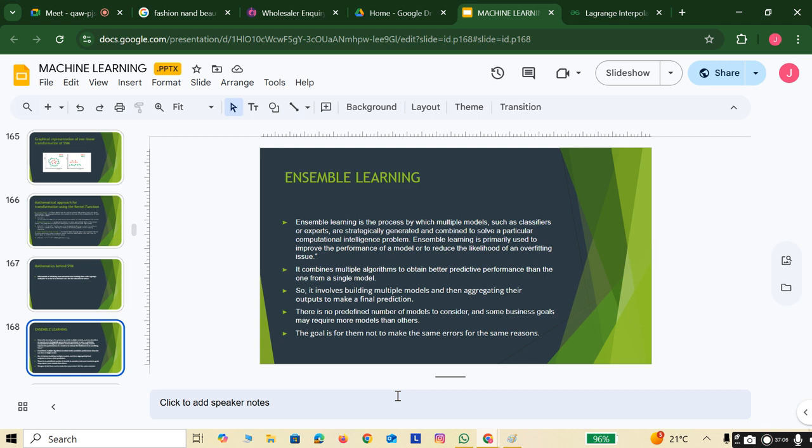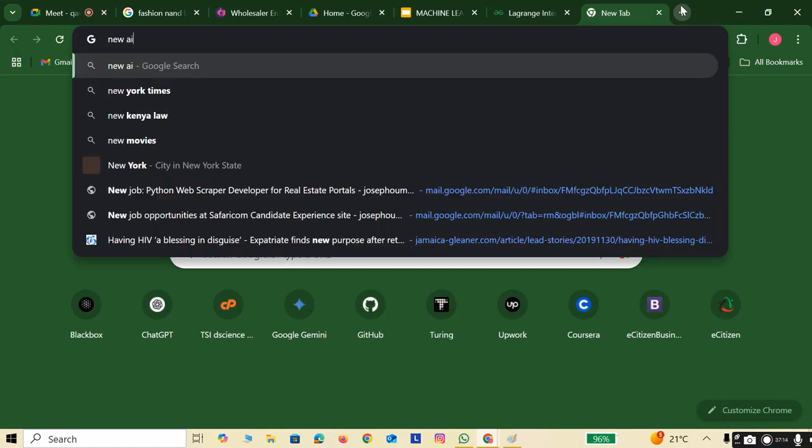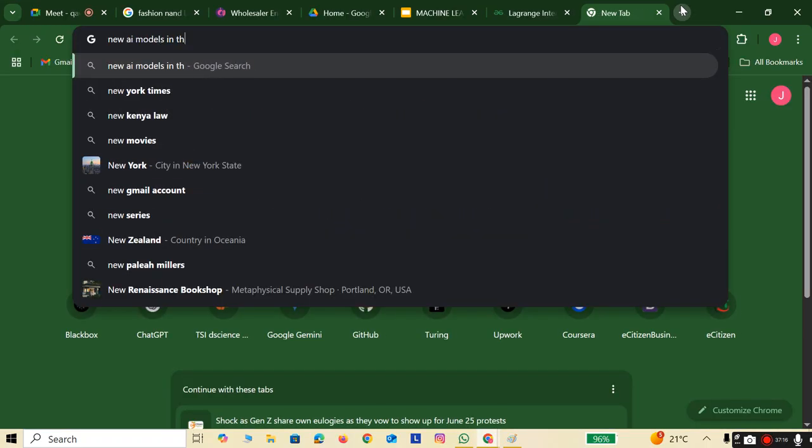And lots of models are coming up. We are not saying that these are the only models; let's search for new AI models in the last 2 years.